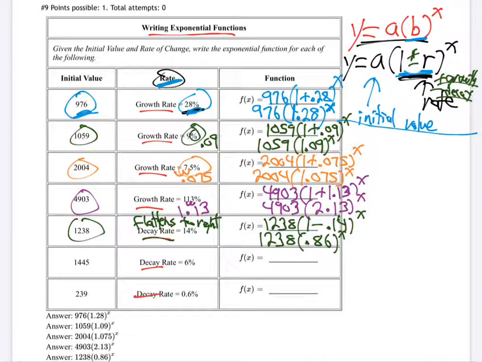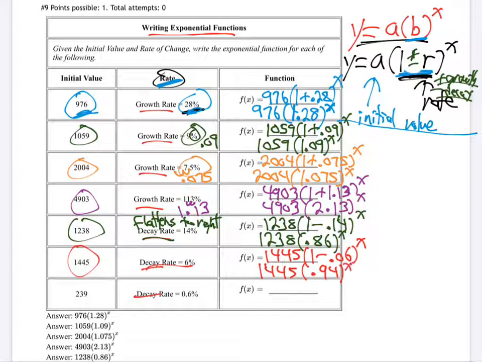Let's try a 6% decay rate starting at 1445. So 1445, 1 minus 0.06, right? The decimal goes back 2 places. So that's 1445. What's that?